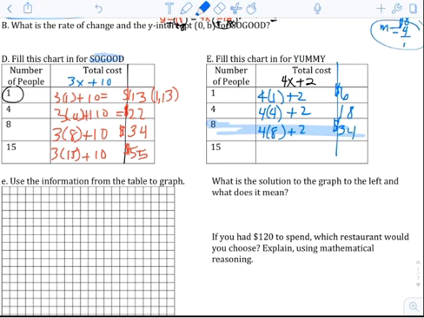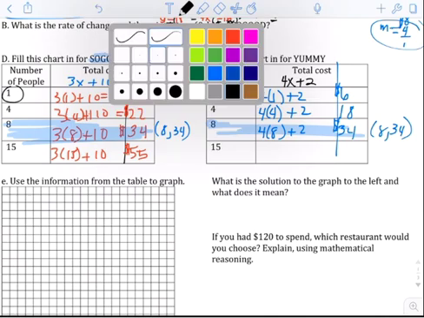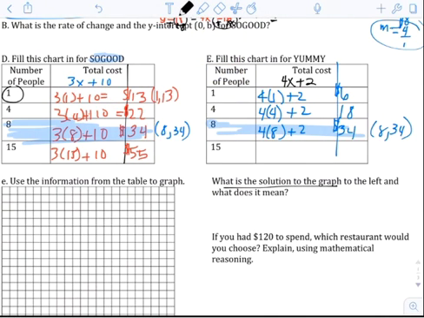So Good also. It's the same on the graph. They meet at that point at 8, 34. 8 people for $34. Yep, that's the solution. What is the solution of a graph to the left? And what does it mean?